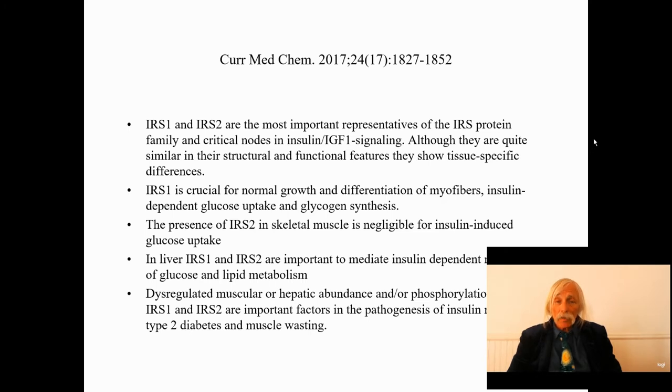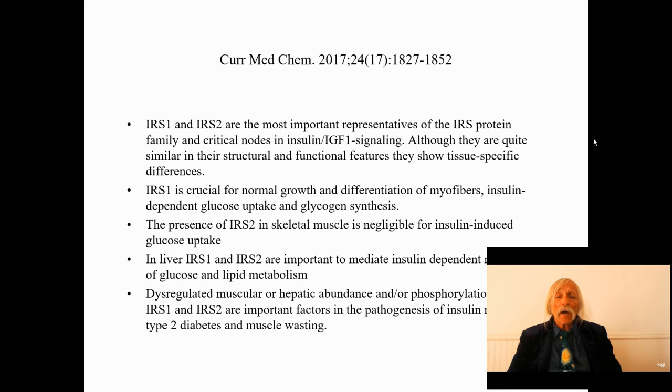They're quite similar, but their structural and functional features show tissue-specific functionality. IRS1 is crucial for normal growth and differentiation of myofibers, obviously skeletal muscle, and for insulin-dependent glucose uptake, and it also involves glycogen synthesis. Insulin is responsible for glycogen synthesis as well. If you remember glycogen synthase, an enzyme, and the regulation of it.